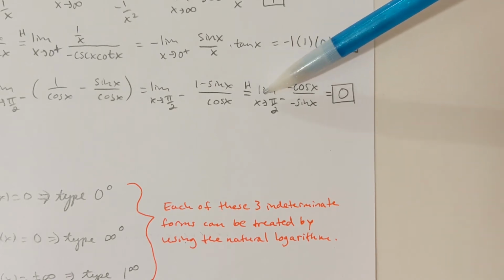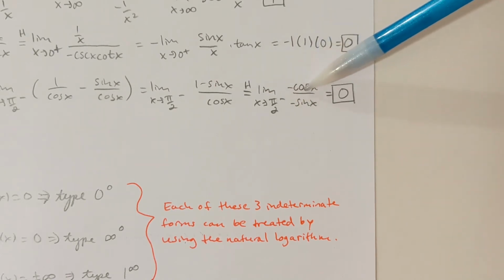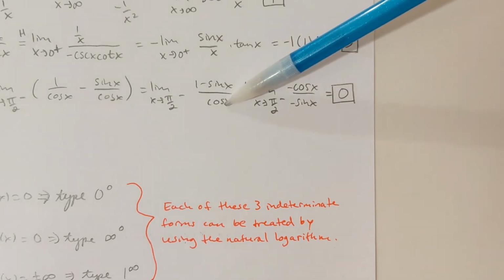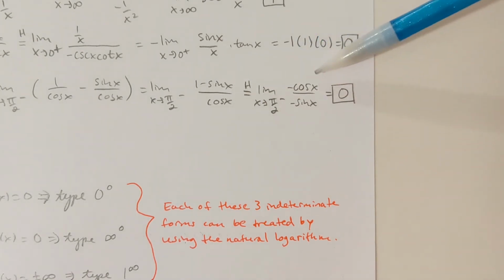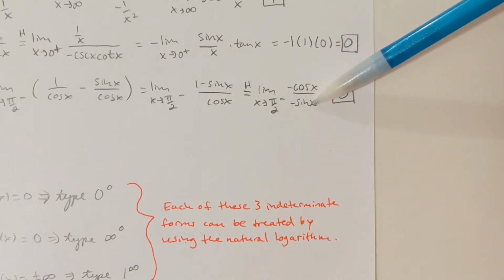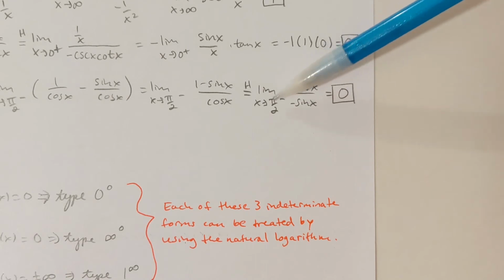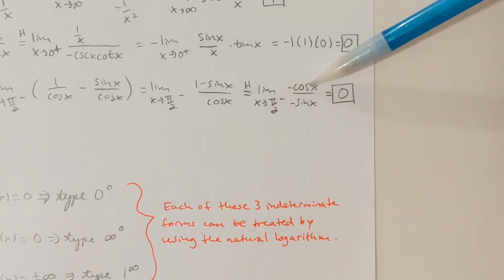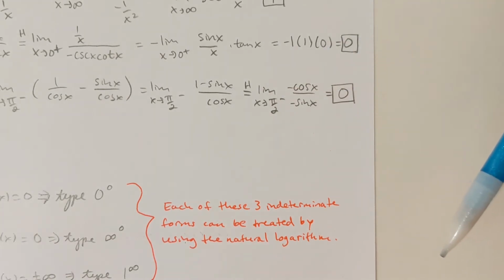We got the limit as x approaches pi over 2 from the left of the derivative of the top, that'd be negative cosine x. Derivative down under, that's negative sine x. Okay, now there's no problem with plugging in pi over 2. Sine pi over 2 is 1. Cosine pi over 2 is 0. 0 over 1 is 0.